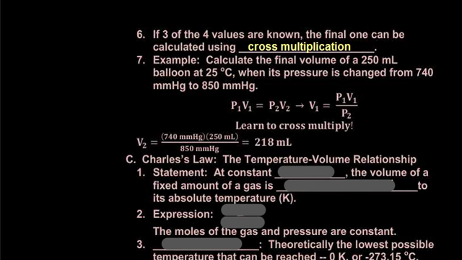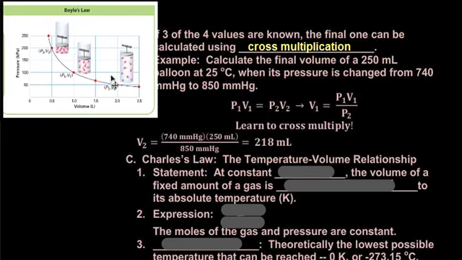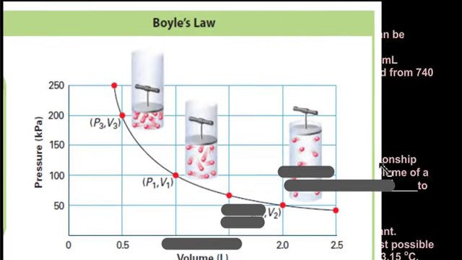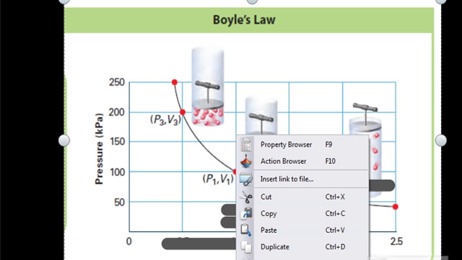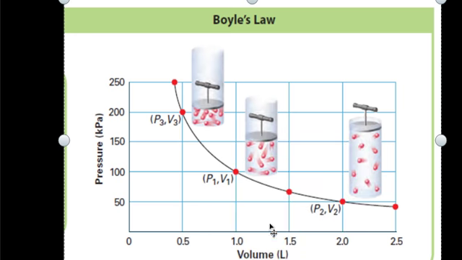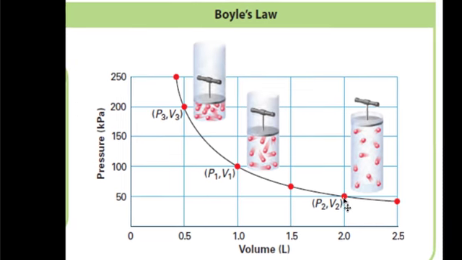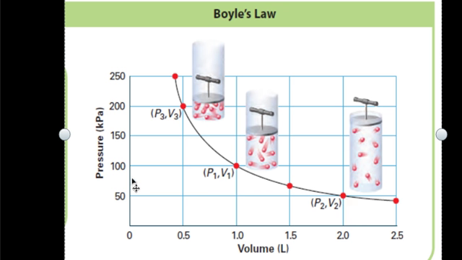Okay, and that brings us to Boyle's Law, and here's what Boyle's Law looks like when we graph it out. Say we started with a pressure of 100 kilopascals and 1 liter. If we cut the volume in half, look what happens to the pressure. It goes all the way up to 200. If we double the volume, then our pressure gets cut in half, from 100 to 50. And it goes somewhere in between.